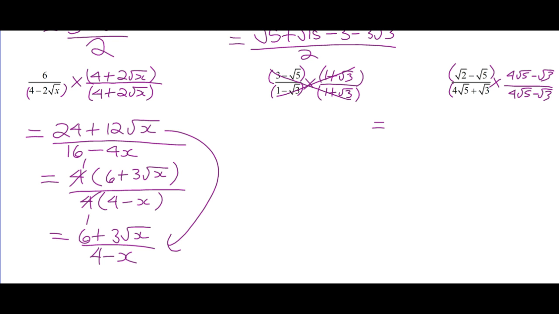Okay, throw parentheses around everything. Just to remind you that you either have to use FOIL or distributive law, right? If you have a single term up top, monomial, you're using distributive law. Binomial up top, you have to use FOIL. Okay, what do we got? 4 root 10.